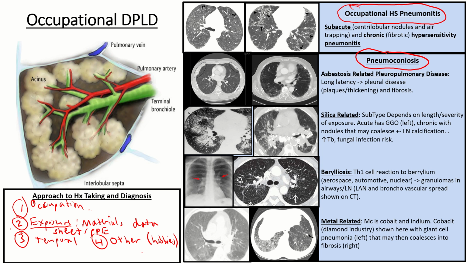So ask about all these things when approaching history taking and diagnosis to relate occupational diffuse parenchymal lung disease to the patient's work. But it could be occupational diffuse parenchymal lung disease, but also have on your differential things like work-related asthma, which we kind of covered already in the previous lecture.